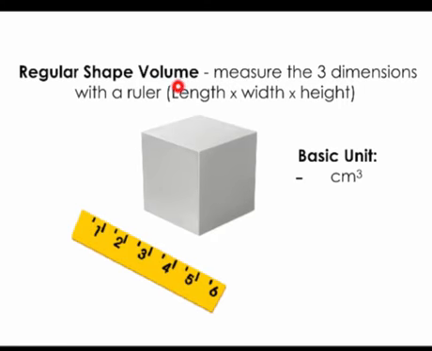Regular volumes, like a cube, we could measure it by measuring the 3 dimensions and then multiplying them together. Length times width times height. So we would use the ruler to measure the length, the width, the height. And our basic unit would be centimeters cubed.